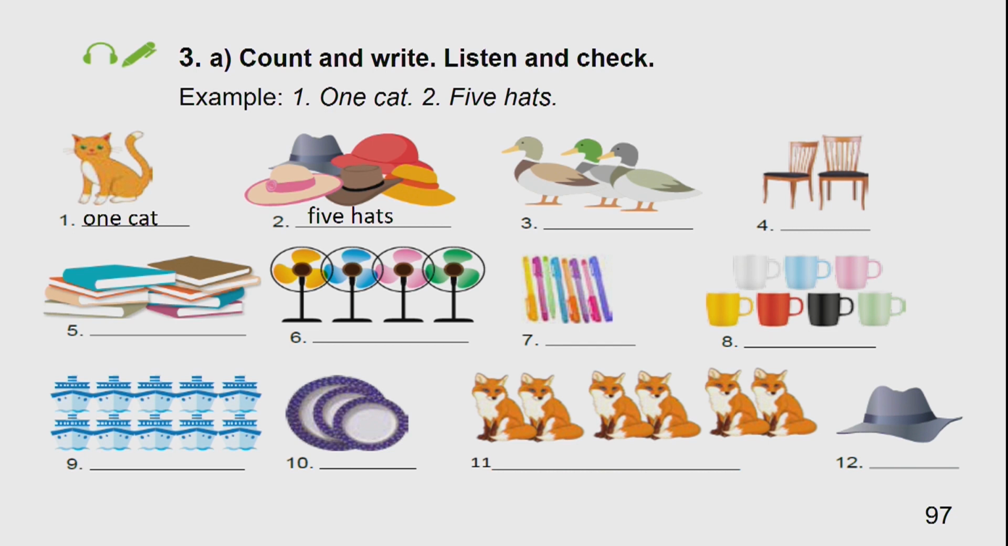Okay, if the sound is s, we bend right as many times as many objects we see. For example, picture 2. 1, 2, 3, 4, 5 hats. Okay, if the sound is iz, we bend forward. For example, picture 10. 1, 2, 3 dishes.